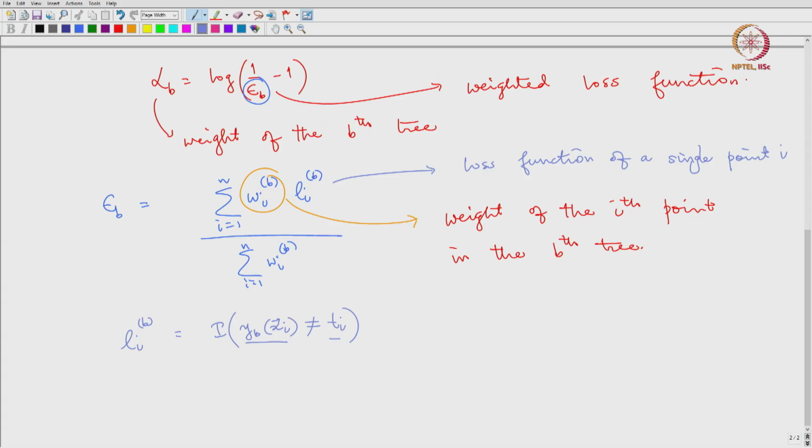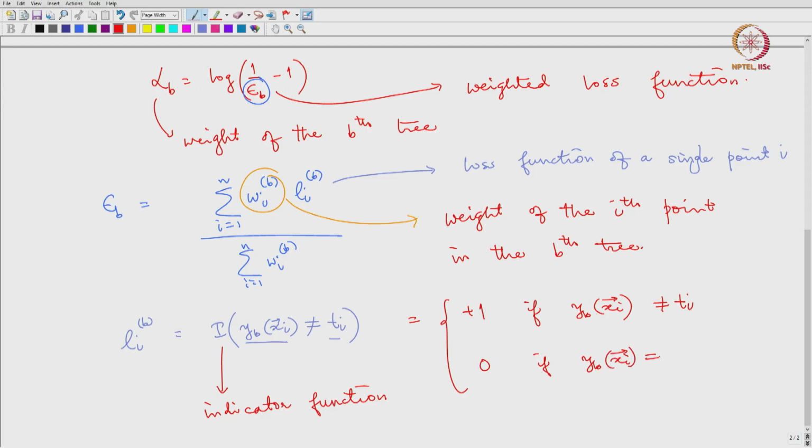So, I hope this makes sense. This is the indicator function. Essentially this is equal to +1 if YB, the predicted value of the bth tree, is not equal to the true value, and is 0 if the prediction is correct. So, this corresponds to the correct prediction, and what happens above corresponds to the incorrect prediction where the loss is higher, it is equal to +1.